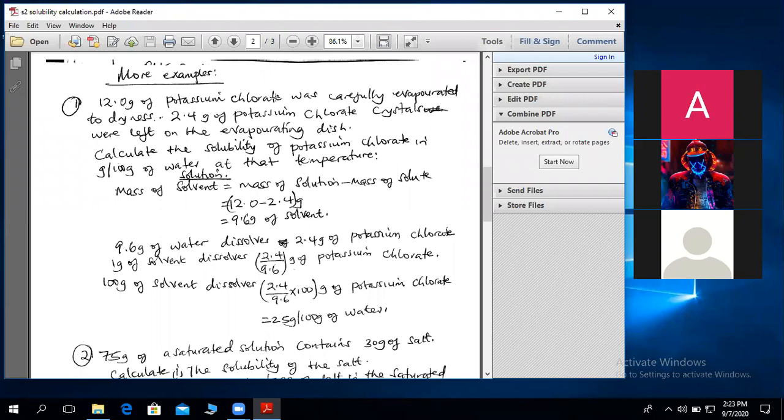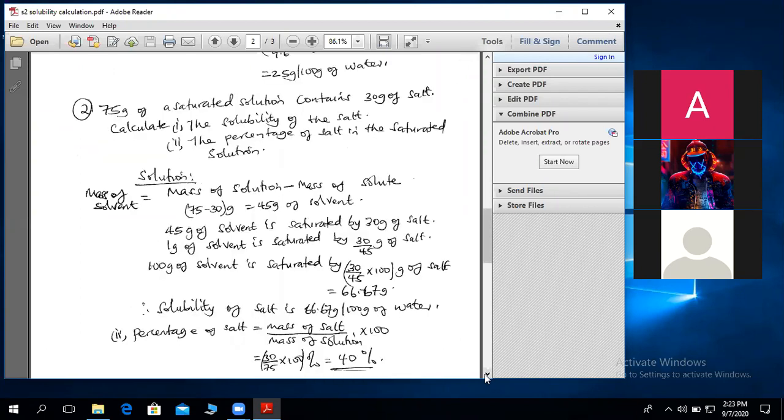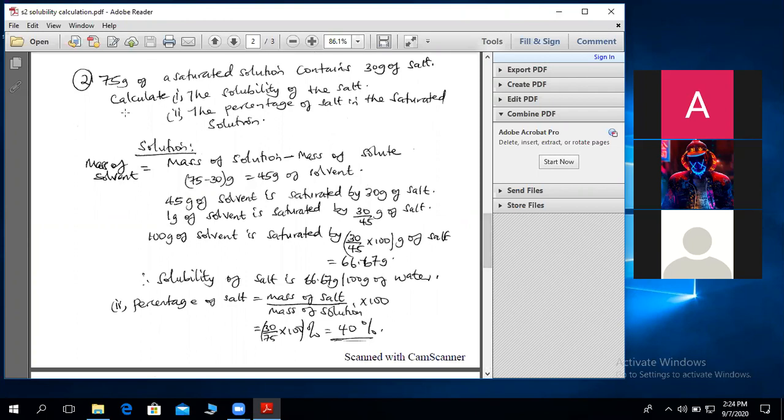So to remain with the mass of water alone, you get the mass of the solution, which is 12, and you subtract the mass of the solute crystals, and that's how you get 9.6. I'm very sure that you have understood that. Example 2 that I have for you is also to be done in the same way. There is nothing that is going to change.